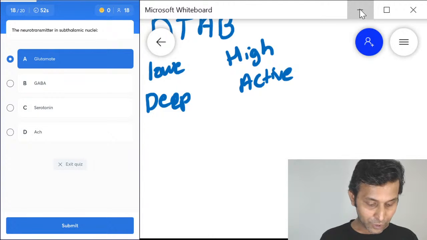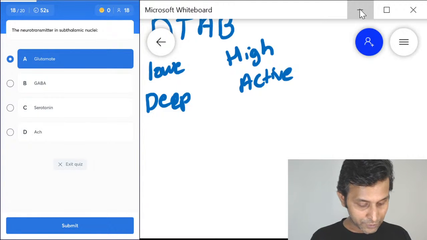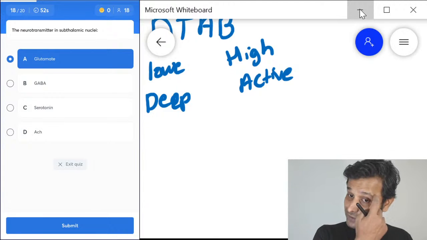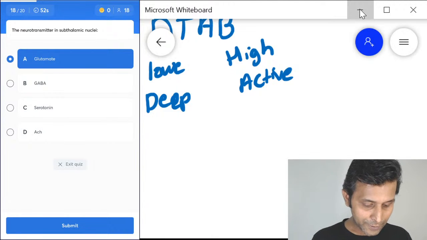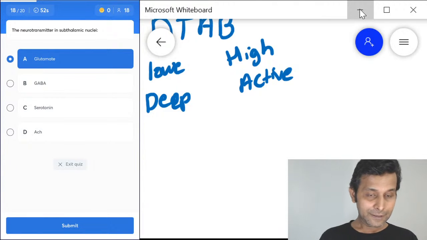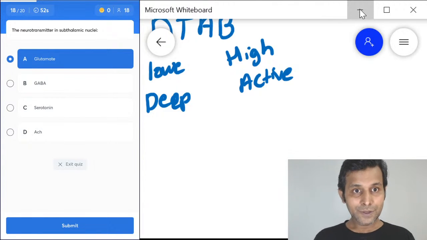Of course, it's definitely not titin. It's not tropomyosin. It has to be between nebulin and alpha-actinin. Nebulin is not associated with the Z line, so the right answer has to be alpha-actinin. That's what I feel. Alpha-actinin has to be the right answer.